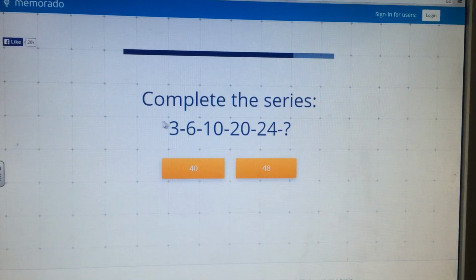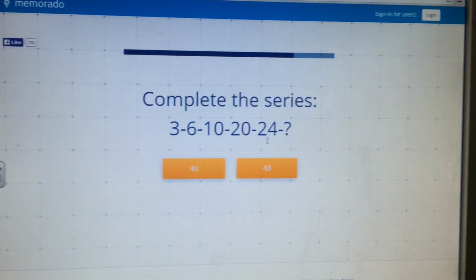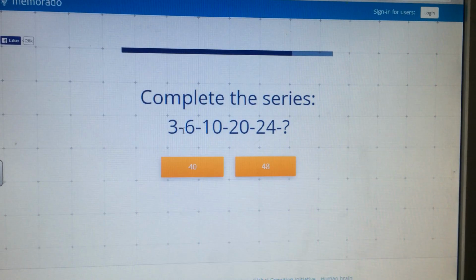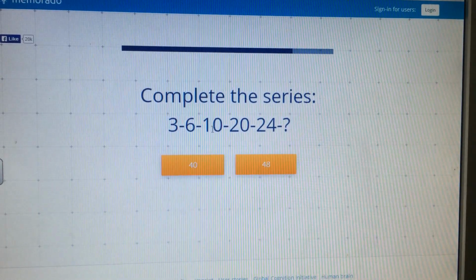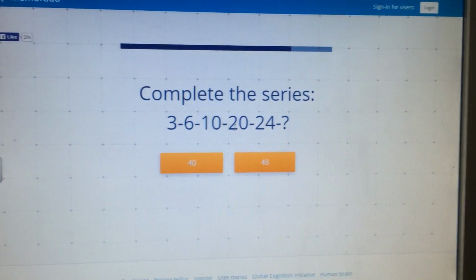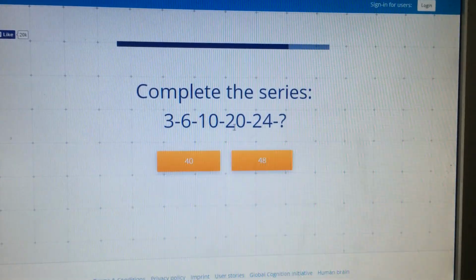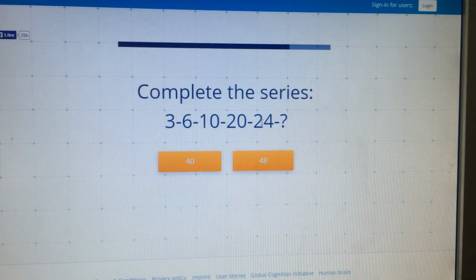Okay, again, we're looking for the pattern, aren't we? So 3 and 6, gap is 3. 6 and 10, gap is 4. 10 and 20, gap is 10. So that doesn't really, it's not a gap situation, it's different from the last one.